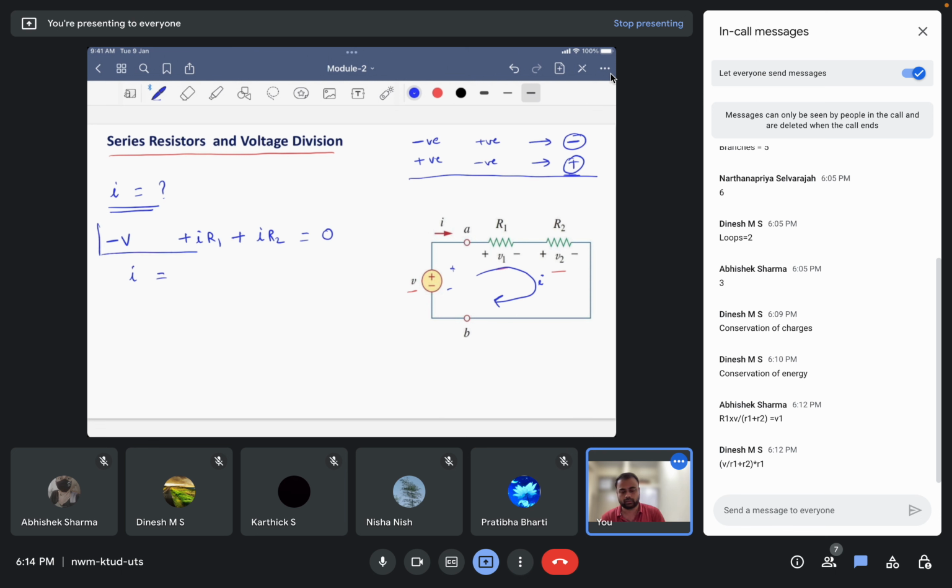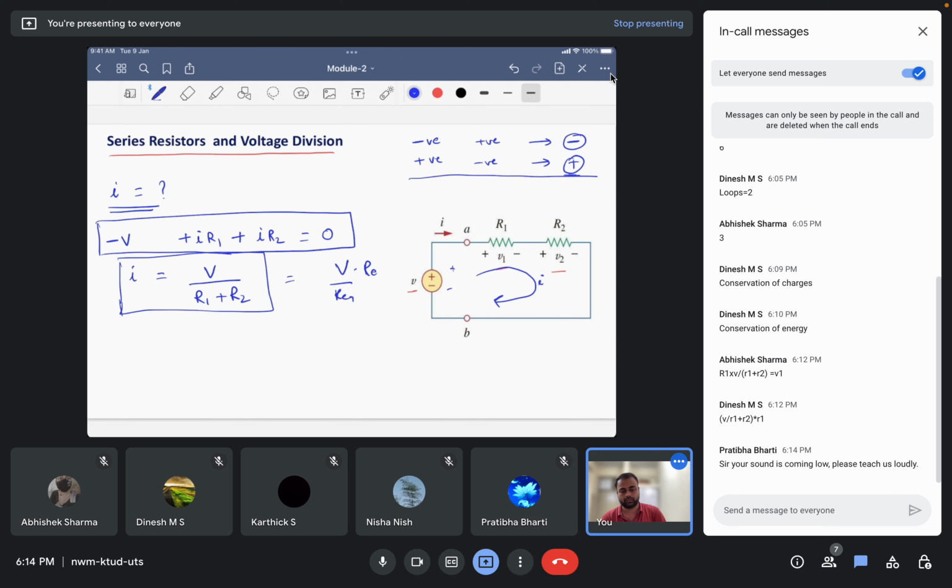So this is the equation for that loop. Now taking I as common, this becomes V upon R1 plus R2. So this is the current flowing in this loop, that is I is equal to V by (R1 plus R2). We also write this as V by R equivalent, where R equivalent is equal to R1 plus R2, the equivalent resistance of the circuit.